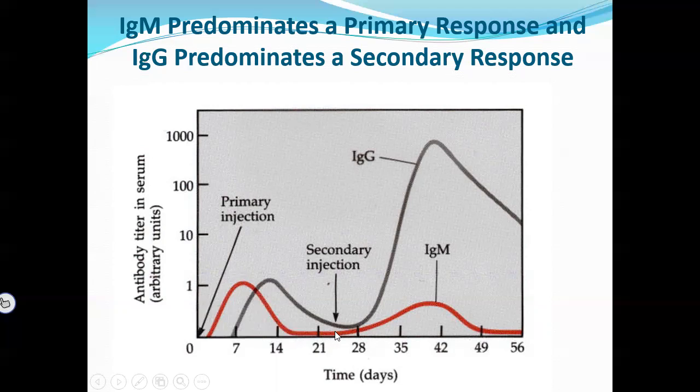Then it will disappear. Now, if you give a second injection, you see that IgM levels stay more or less the same, but you get this huge upshoot in IgG. And that is because in this primary response here, you develop memory cells which were able to immediately activate and churn out huge amounts of IgG. And this is why vaccines are so effective in protecting us against virus diseases.